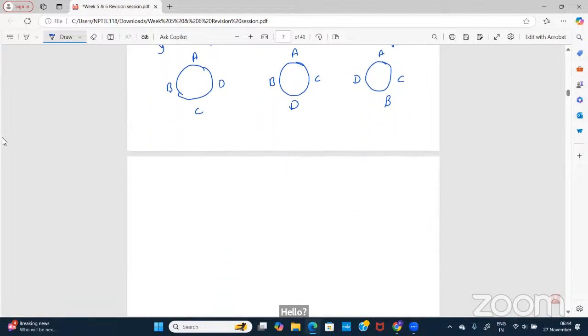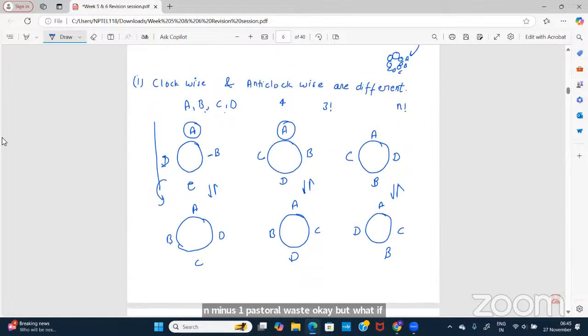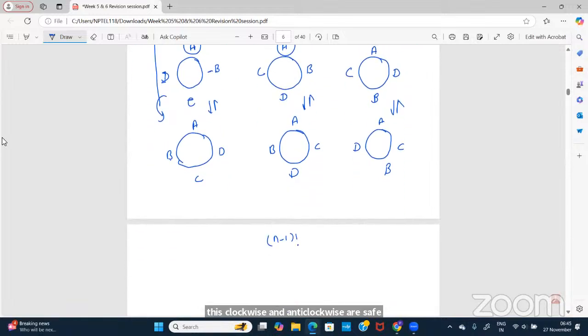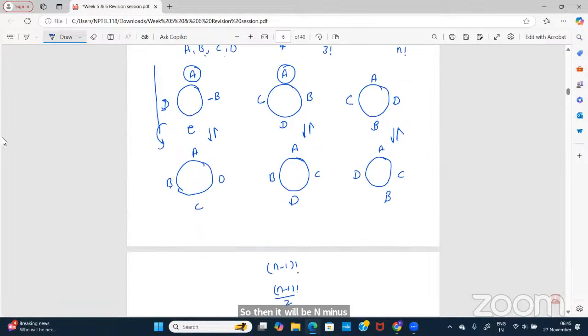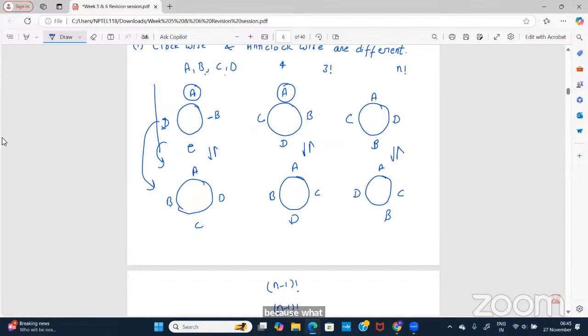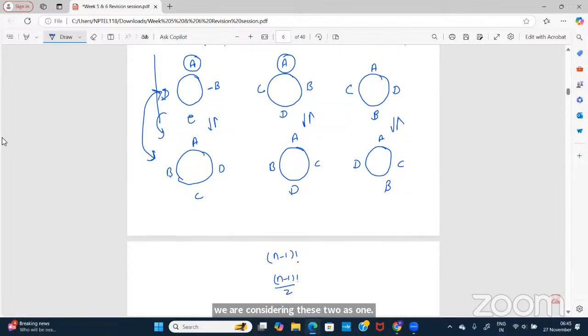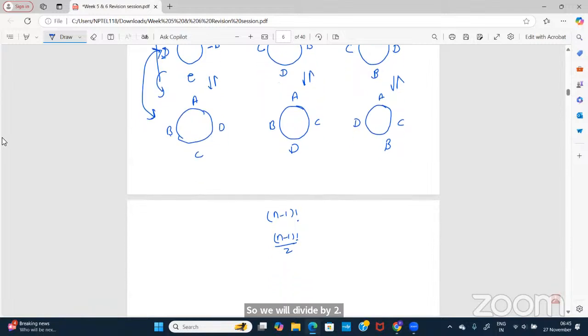Here you can see that if you have to arrange n objects around a circular table, it will be n minus 1 factorial ways. But what if clockwise and anti-clockwise are the same? Then it will be n minus 1 factorial divided by 2, because we are considering these two as 1, right? These two will be the same. So we will divide by 2.